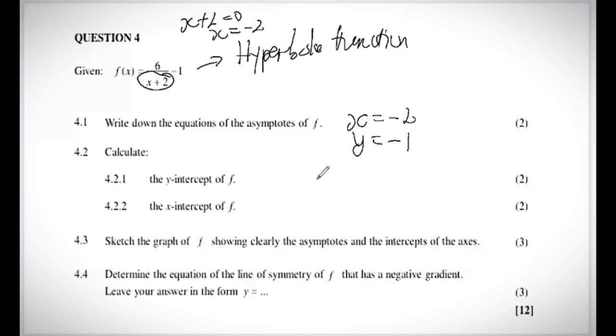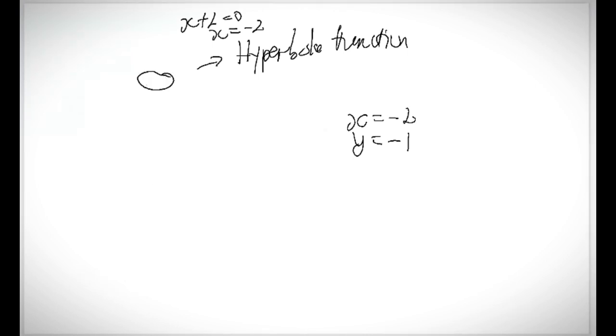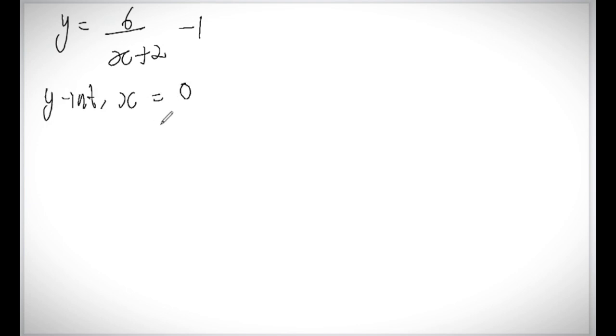Now 4.2 says calculate the y-intercept of f. So this is also one of the questions that we always expect when it comes to hyperbola functions. So we have our formula here. y is equals to 6 over x plus 2 minus 1. Then to calculate the y-intercept, we know that we must make x 0. So we just go y is equals to 6.